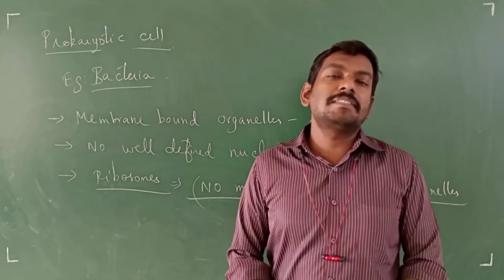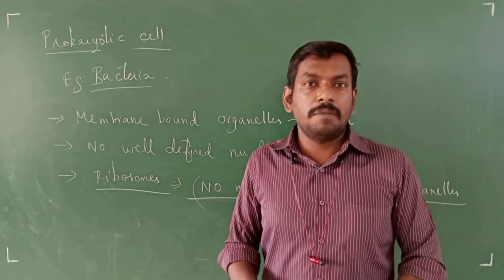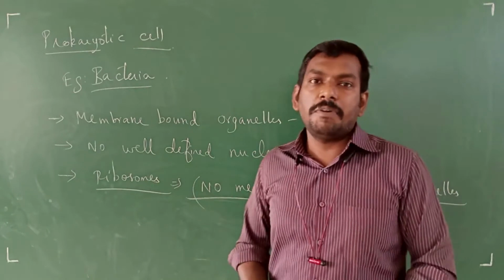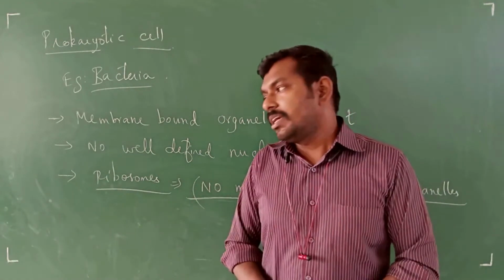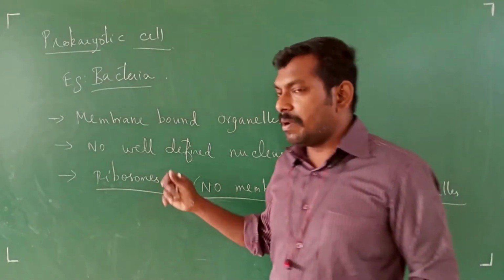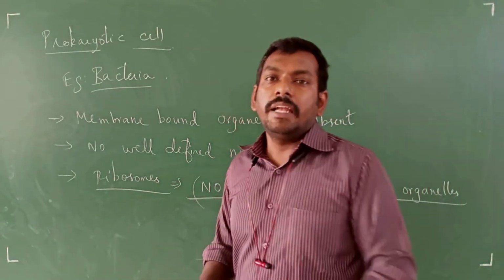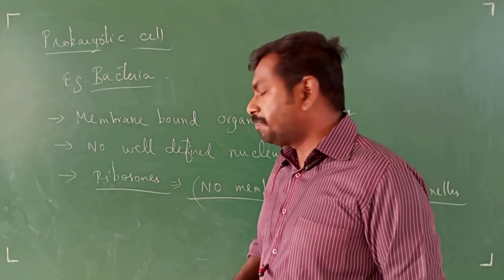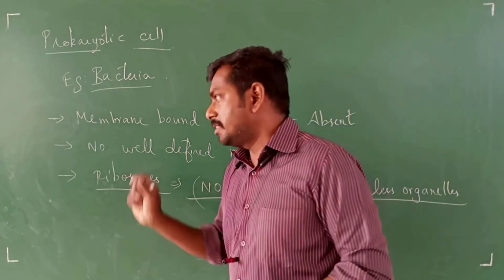70S type of ribosomes is present in bacteria and other prokaryotic organisms, and 80S type of ribosomes are present in eukaryotic organisms. So you will not be having any membrane-bound organelles. These are entirely absent in prokaryotic cells.